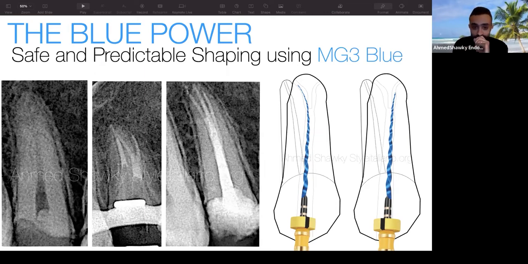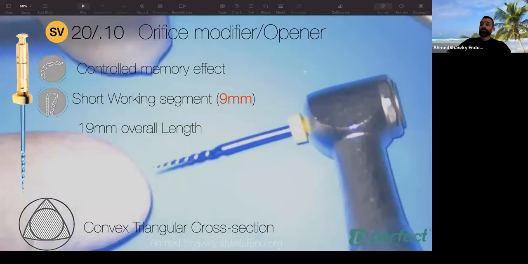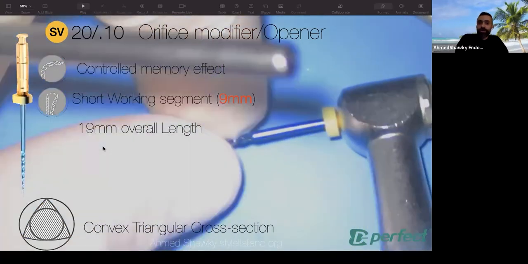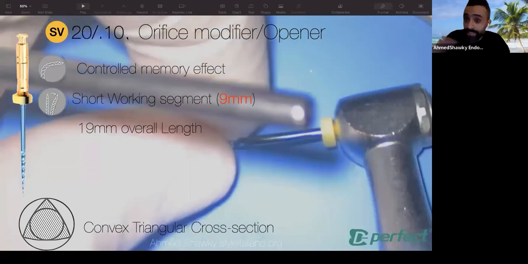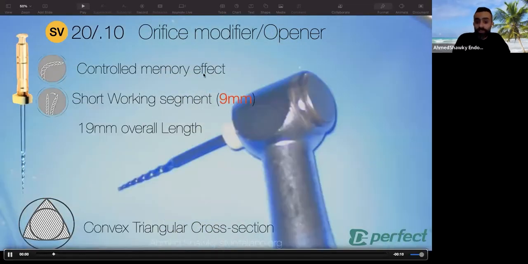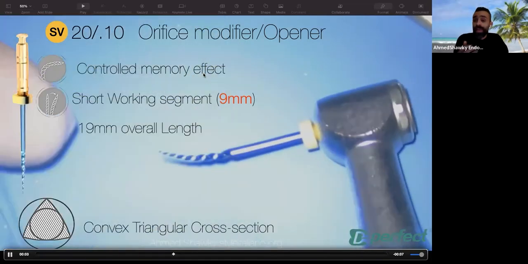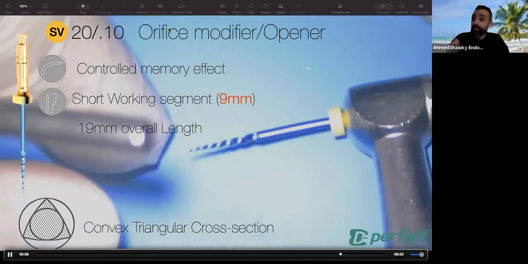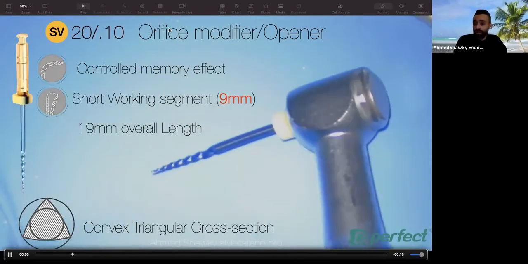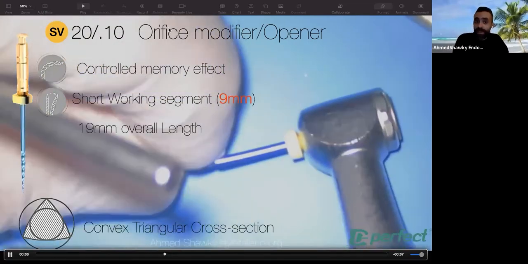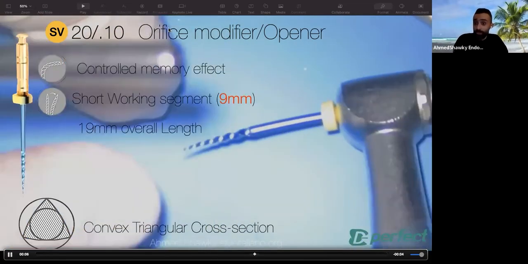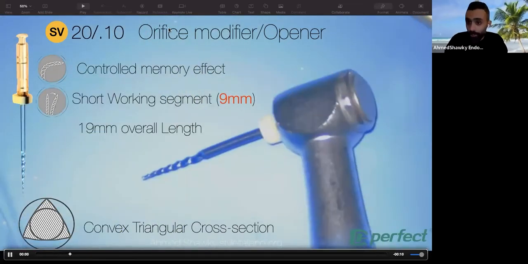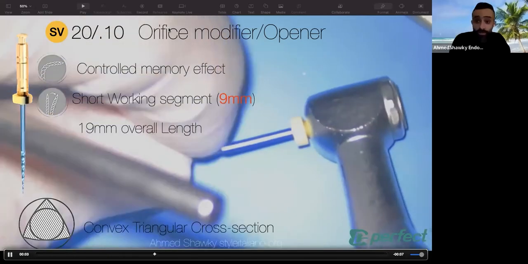So let's see the sequence of the MG3 blue. We have the SV file or the starter or the orifice opener 20, 10%. We discussed all this. So it has a controlled memory effect. With this large size, due to the metallurgy of the blue MG3, we can pre-bend. Imagine that you have a short file that can be pre-bent, and I can use it with this considerable taper to remove the coronal dentin resistance. That's power. That's why this is part of the blue power.